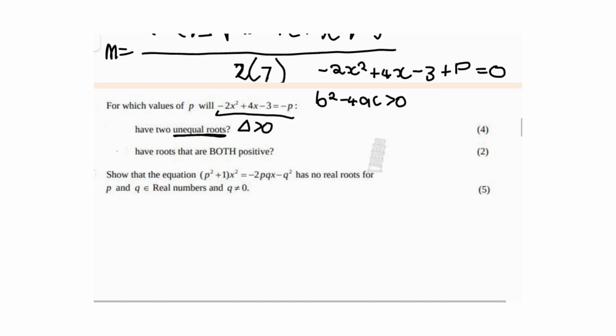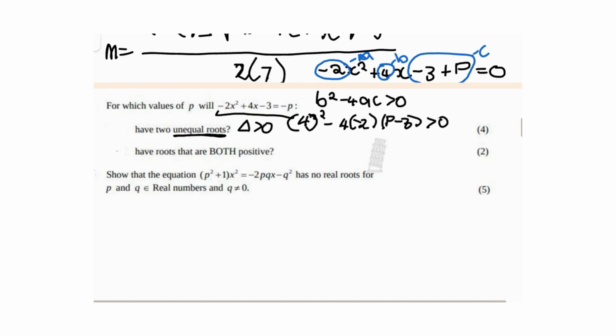Remember, we had said b must go with x. Just in front of x we have b, that is my b, and then a just in front of x squared, that is my a, and then c, anything else that does not have x, that is my c. So I'm going to substitute my b value, it's 4 squared, minus 4a, my a is negative 2, then c is minus 3 plus p, which I can write as p minus 3, it's greater than 0.